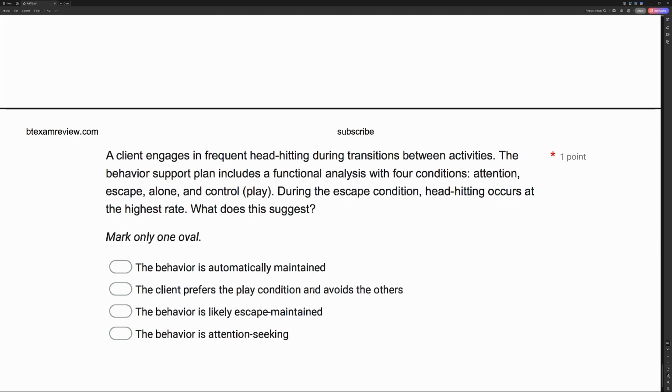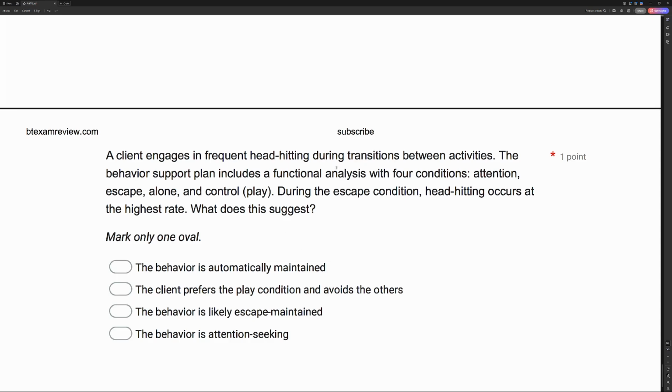The client engages in frequent head hitting during transitions between activities. The behavior support plan includes a functional analysis with 4 conditions: attention, escape, alone, and control or play. During the escape condition, head hitting occurs at the highest rate. What does this suggest? So this is a harder question. I took a BCBA question and simplified it a little bit, but this is definitely one that you might need to think about a little more, right? But hopefully we can learn something from it.